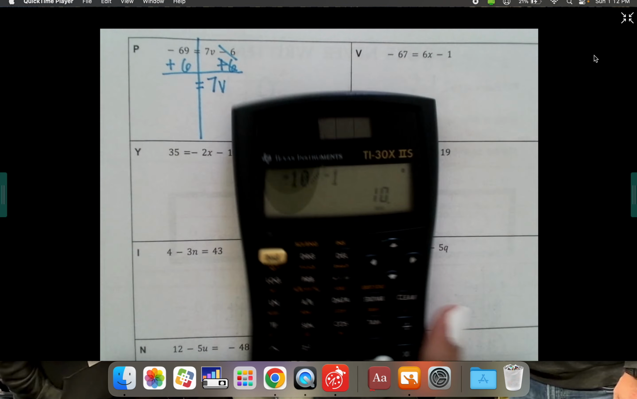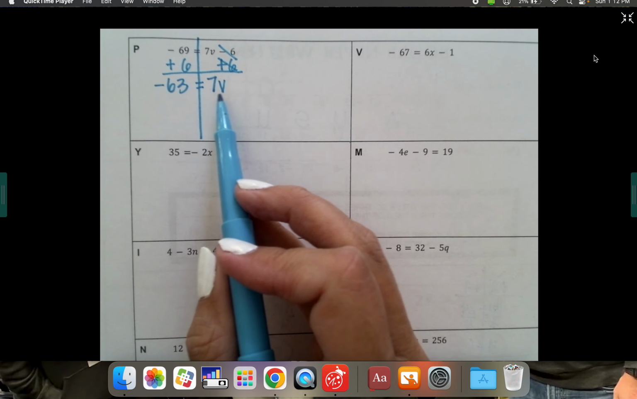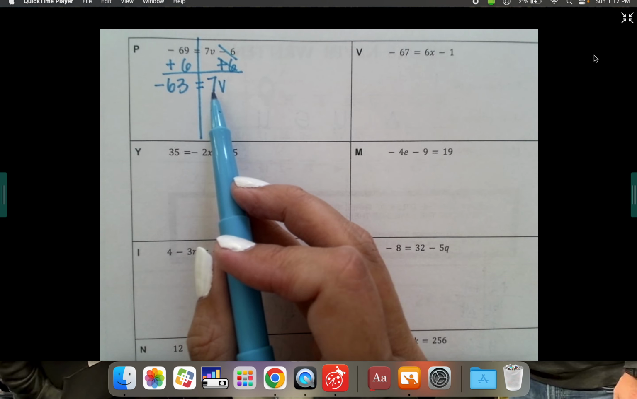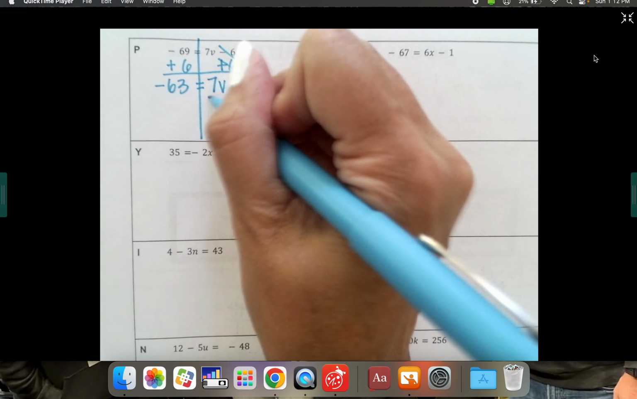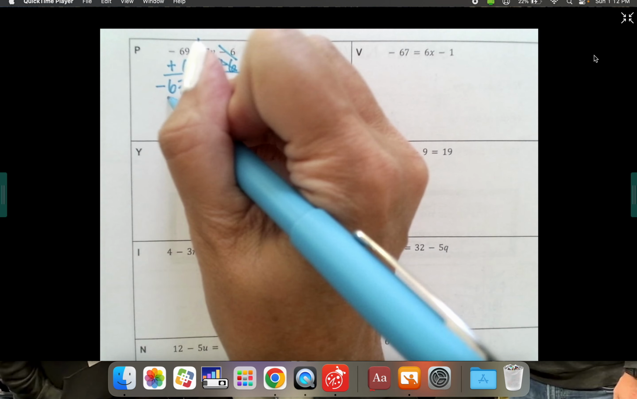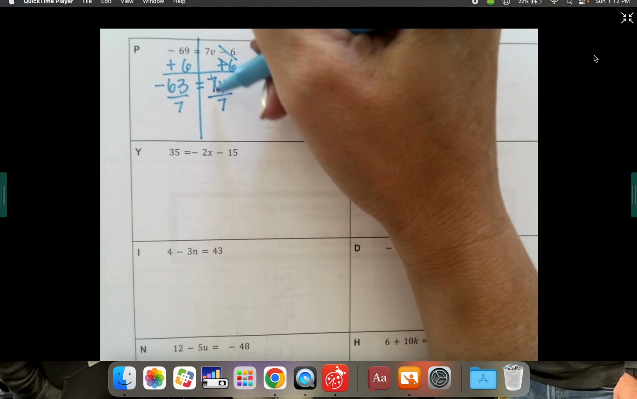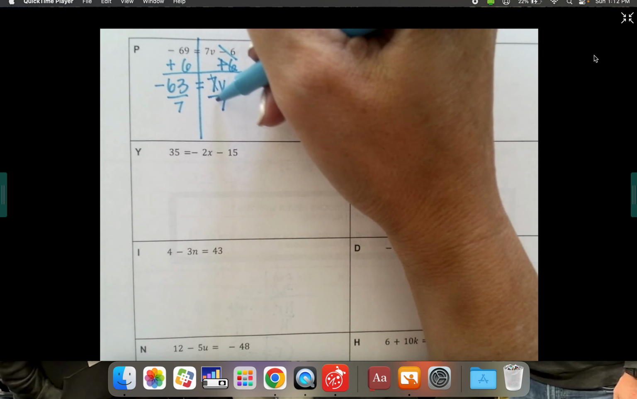All right, and then the last step, you look at your variable, see what's happening to it, so we can do the opposite. 7 is being multiplied by v, so we're going to divide both sides by the 7 so that we can cancel it away from v, leaving v by itself. -63 divided by 7 is -9.